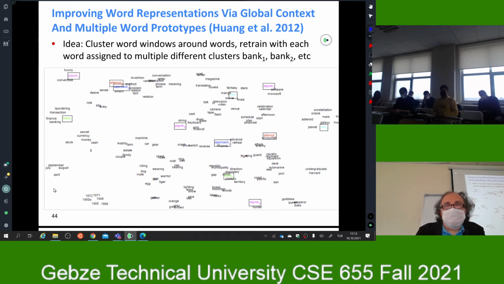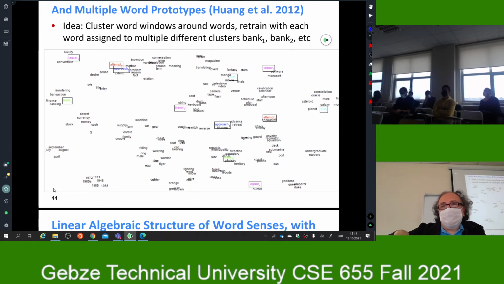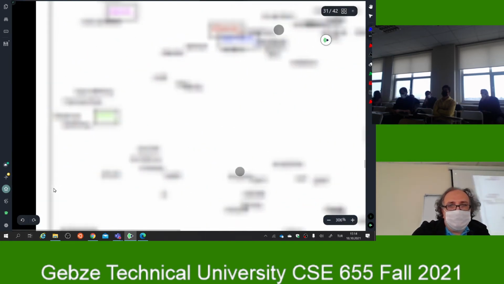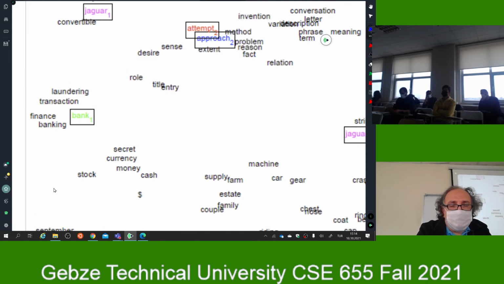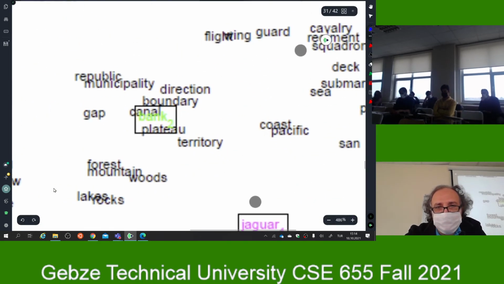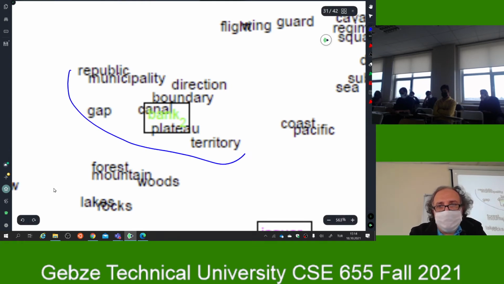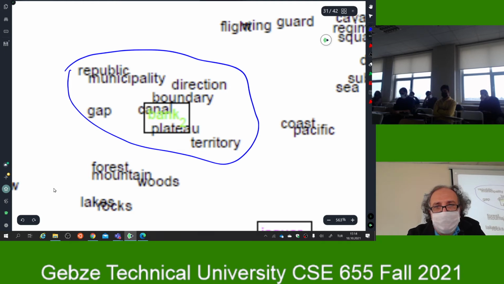For each occurrence of bank, for example, try to give it a new name, bank 1, bank 2, bank 3, and then after you run your word2vec, do this clustering, and as you see, one of the meanings of bank is with transaction, finance, banking, and laundering. Okay, the other meaning of bank is this one. What is gap, canal, plateau, territory?